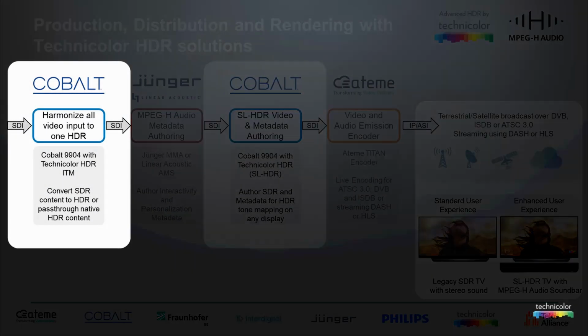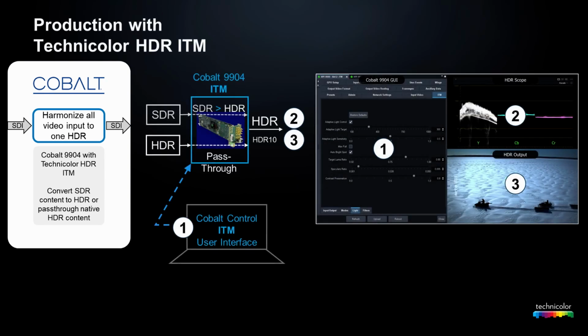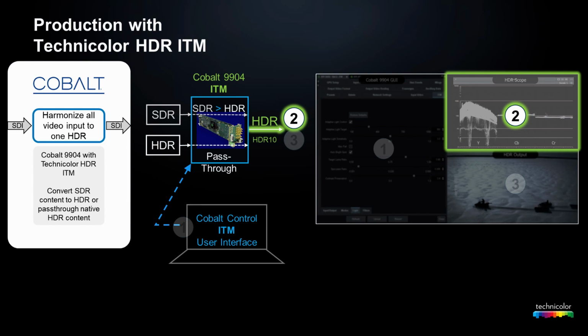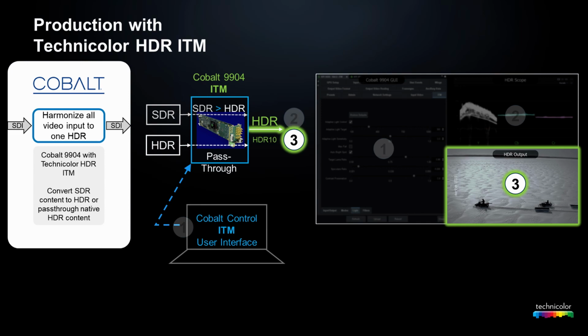During the first part of this hands-on demo, we will start with ITM, our intelligent tone management solution that is dynamically upconverting the SDR input video into a high-quality HDR video. What you will see live is the following. On the left side, the user interface of Technicolor ITM on the Cobalt card. On the top right, the oscilloscope measuring the generated HDR. On the bottom right is the HDR output image, down-converted to SDR for the purpose of this webinar.